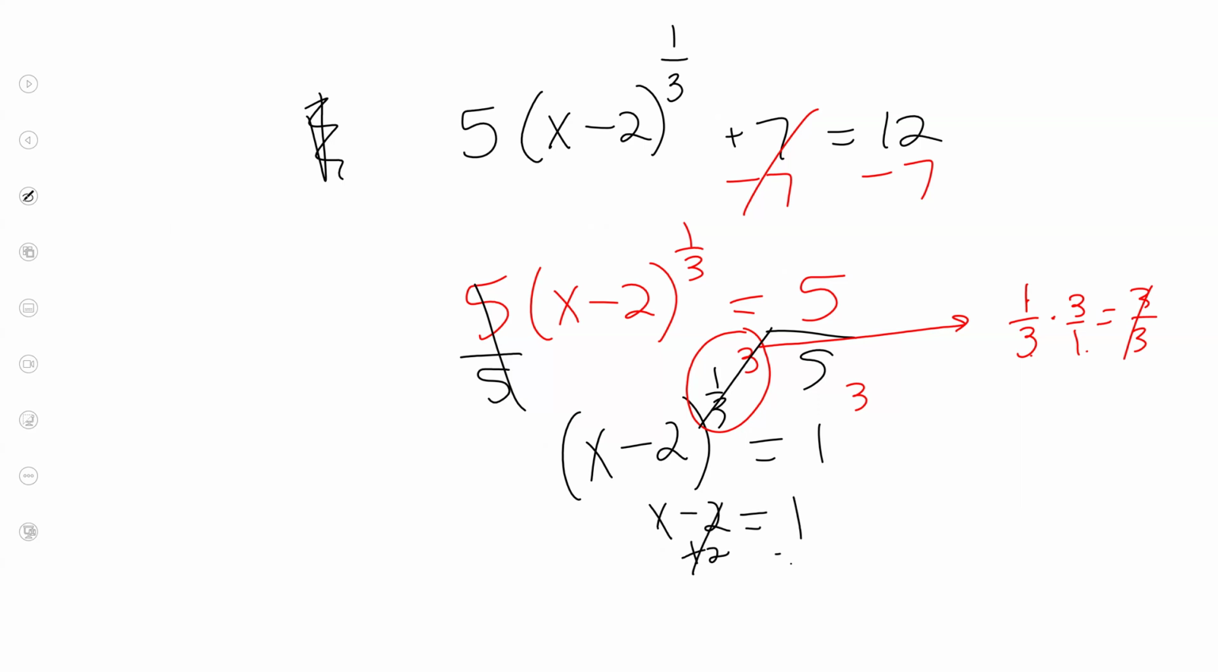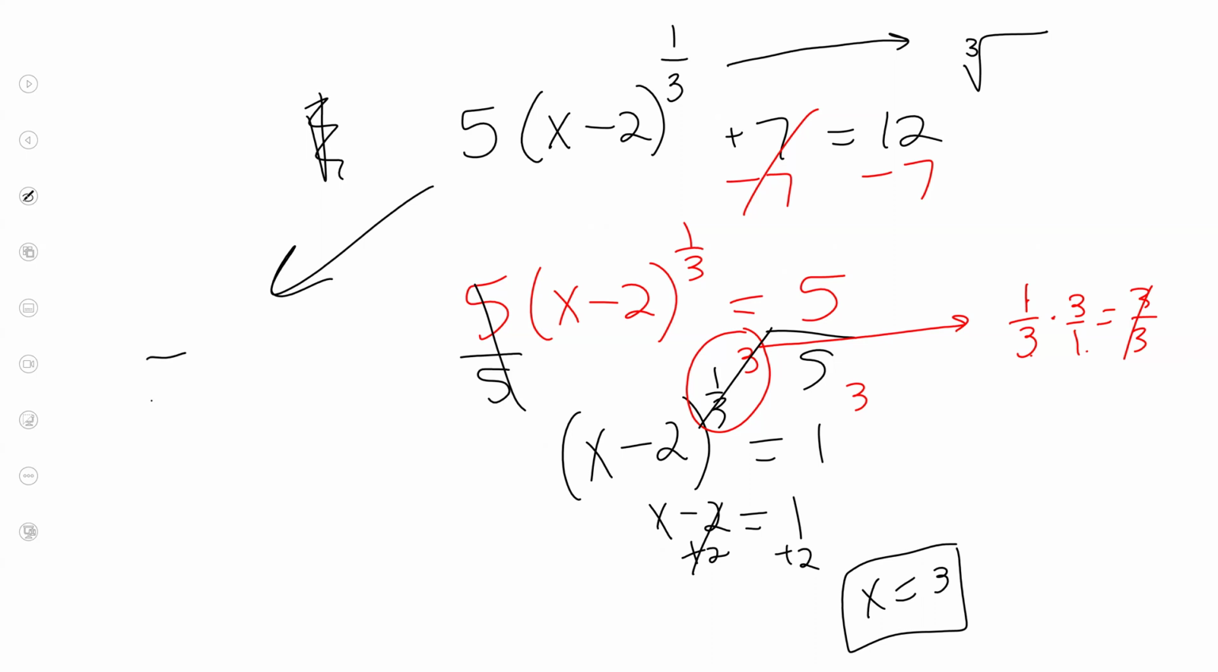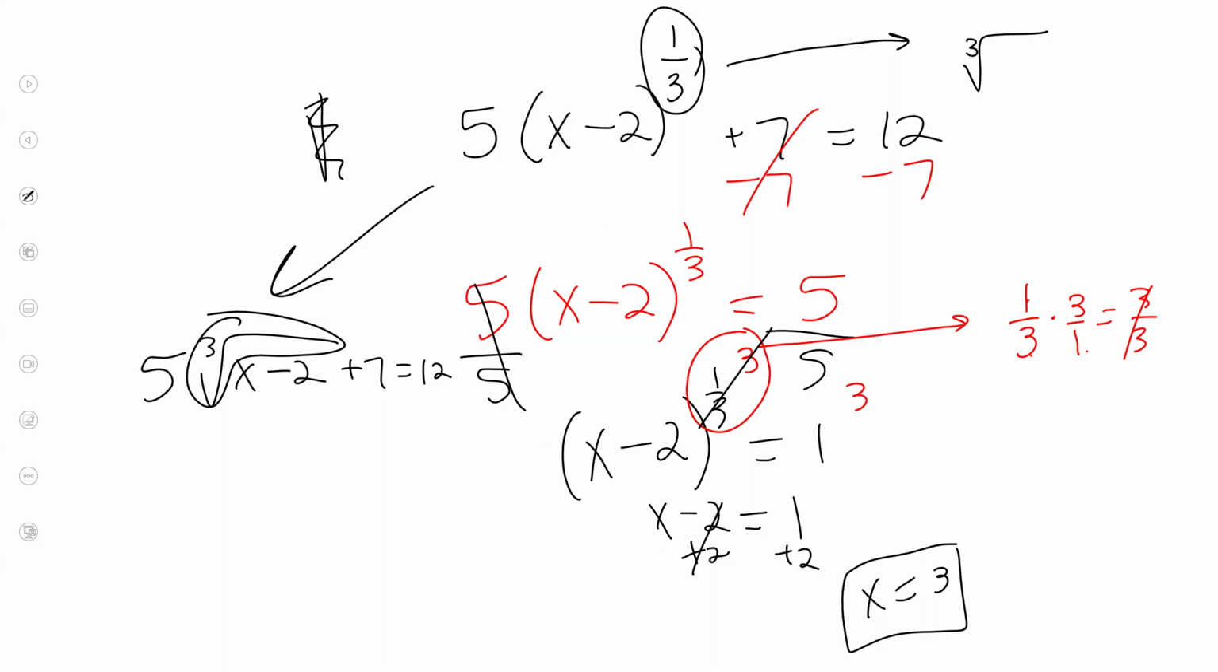Solve. X is 3. Now, make sure you plug that back in to make sure it makes sense. Do it on your own. Plug it back in and tell me if it makes sense. Guys, what can you rewrite a 1/3 as? Cubed root. To the power of 1/3 is the same thing as saying a cubed root, okay? So this problem can look like this. It's the same thing. A cubed root is the same thing as 1/3, okay?